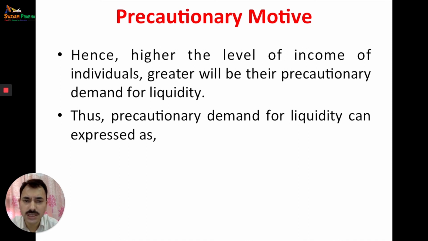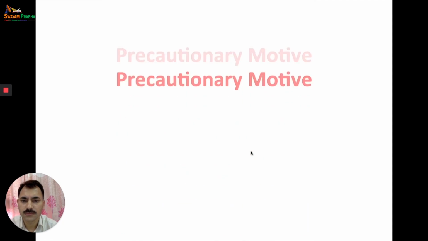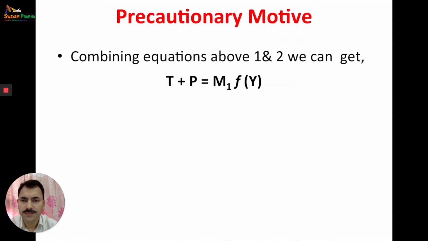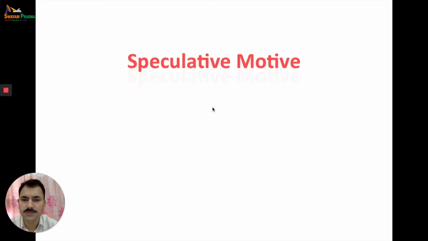Thus, the precautionary demand for liquidity can be expressed as P is a function of income. Here, the precautionary motive depends upon your income. Income is the independent factor, and this is the dependent factor. If we add the precautionary and transaction motives, both are functions of income. M1 here represents the demand for money as a result of the transactions and precautionary motives. Whether the transaction motive or precautionary motive, both depend upon income.